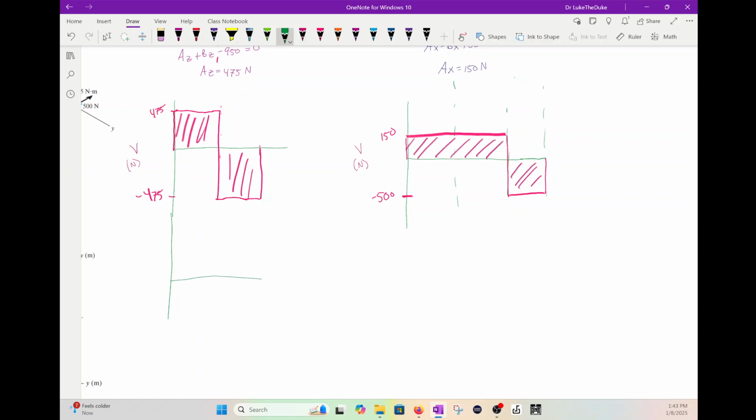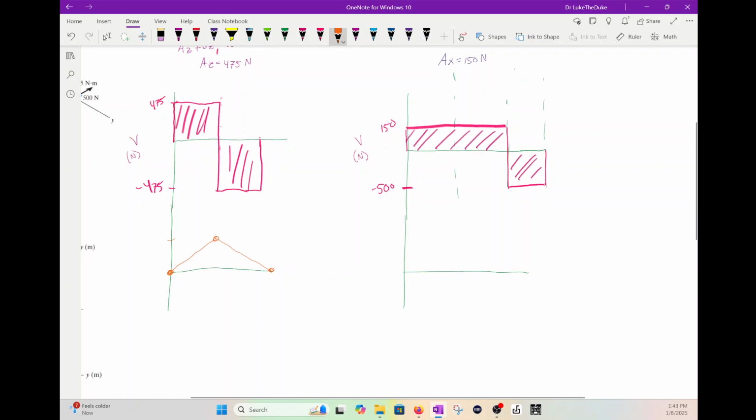I'll extend that, do that here. Go over. Okay. Moment over here. It's going to start right here. And then it's going to go up to here. And then it's going to go back down. Okay. Going to be the highest at C. And this is 118.75. How is that found? By taking 475 times 0.25. There's our moment diagram.